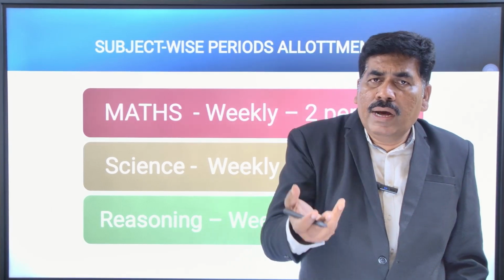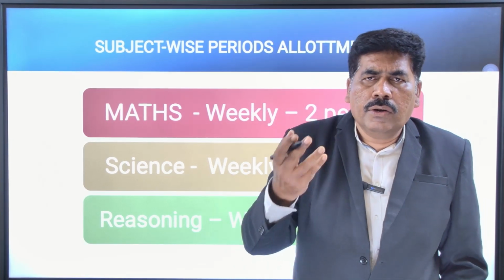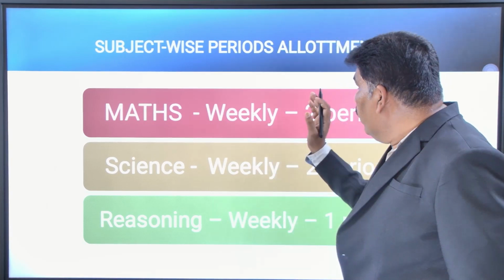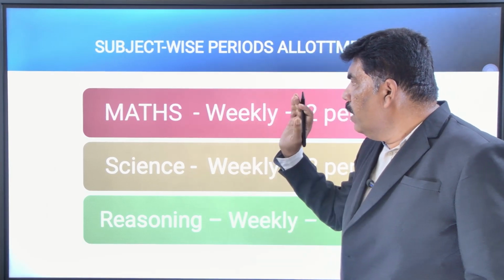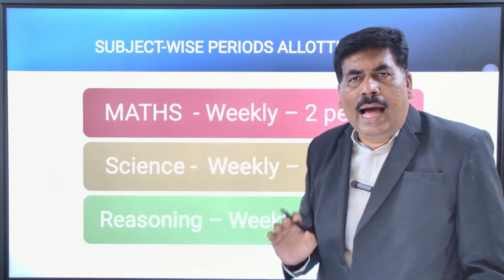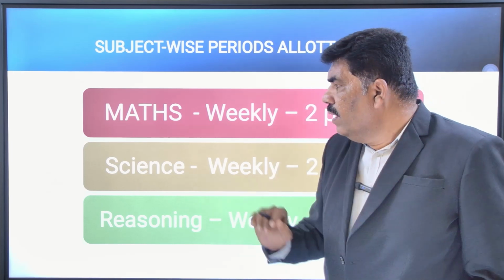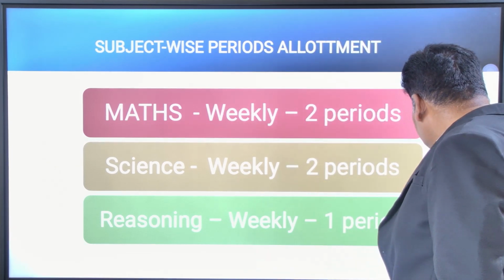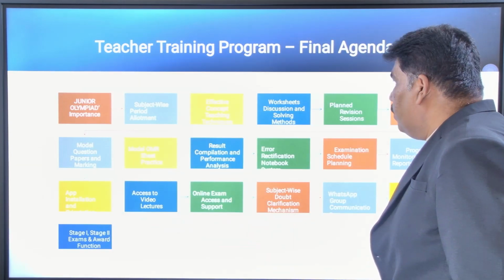It depends on your comfortability. According to your comfort, you can plan the schedule. If the management provides these number of periods, then this time will be ample for you. It will be sufficient, and you can finish the syllabus. So this is about periods allotment.